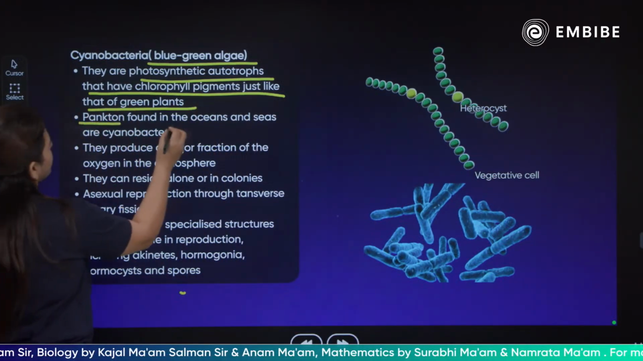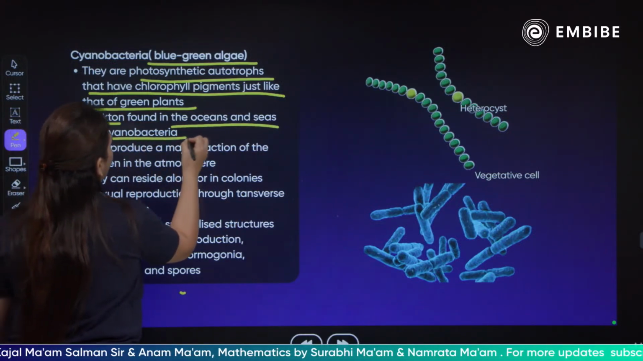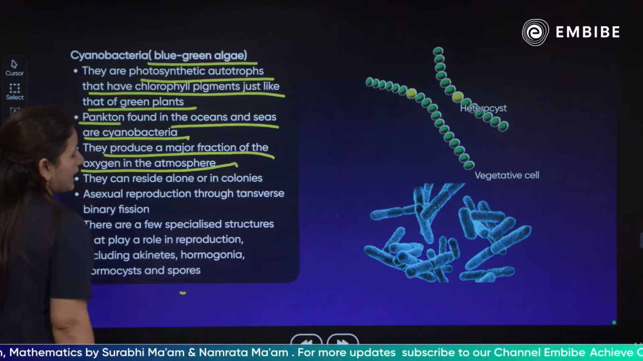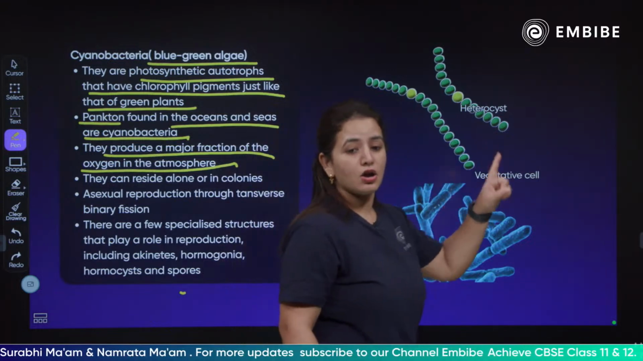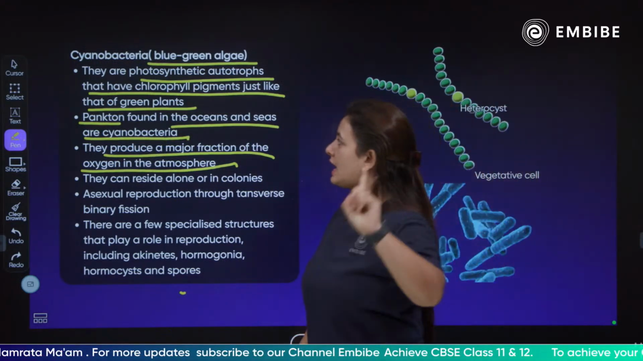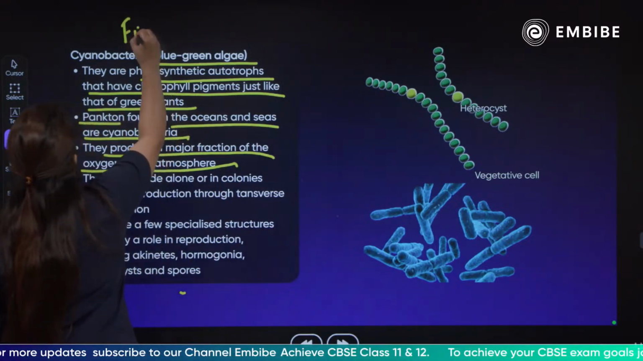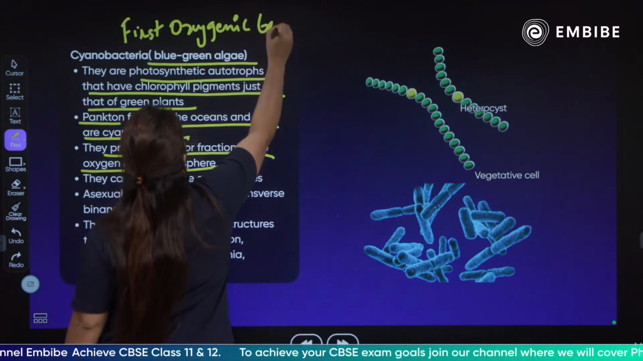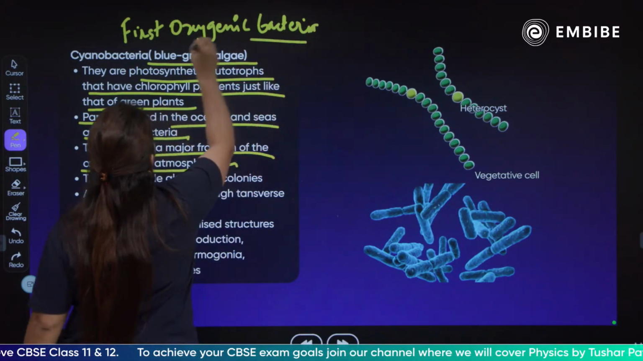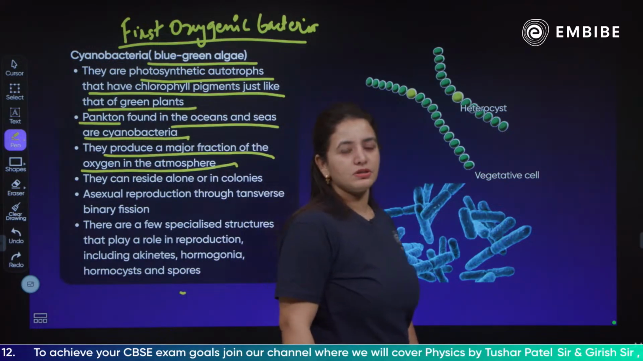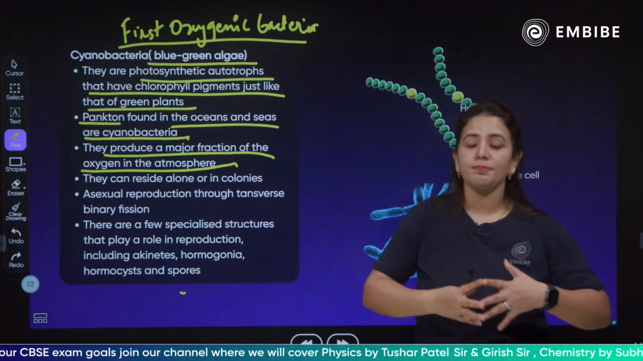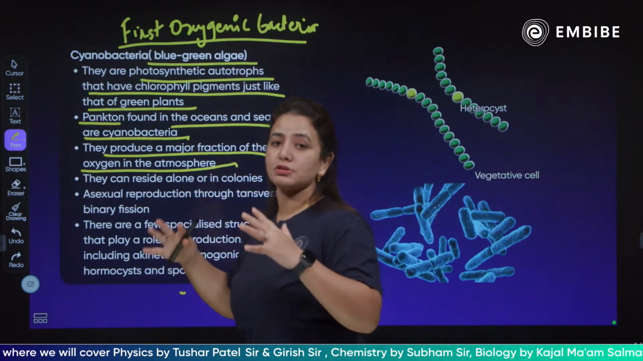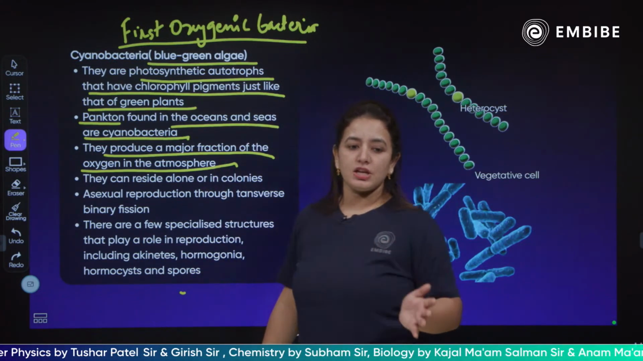The plankton found in the oceans and seas are cyanobacteria. They produce a major fraction of the oxygen in the atmosphere, and that is why they are also known as first oxygenic bacteria. They were said to be the first organisms on the earth to do photosynthesis and produce oxygen as a byproduct, which led to the survival of all other aerobic organisms on our planet. So they are also known as oxygenic bacteria.